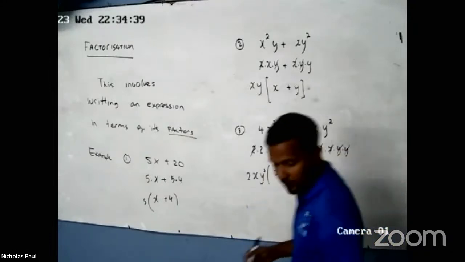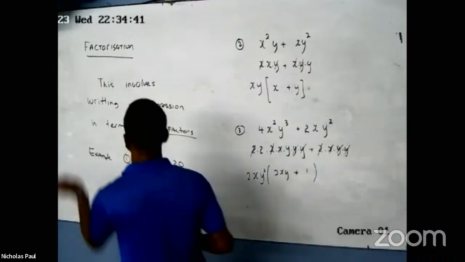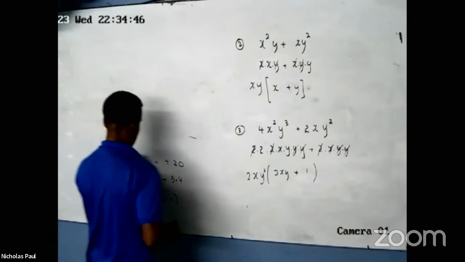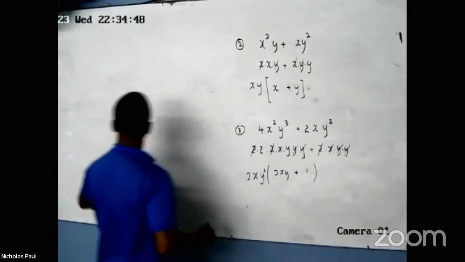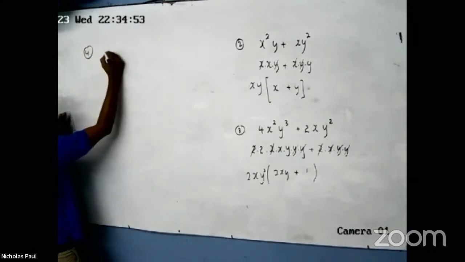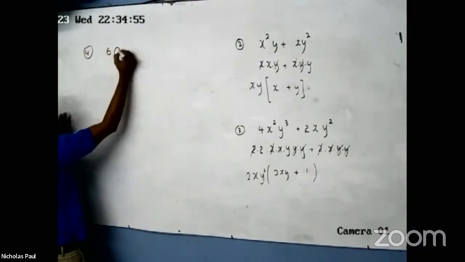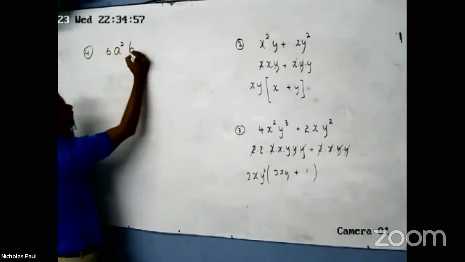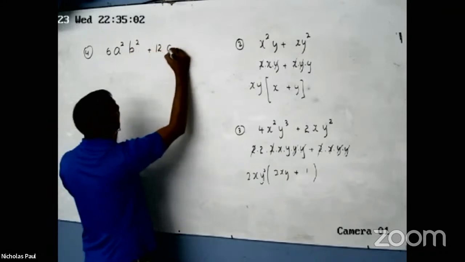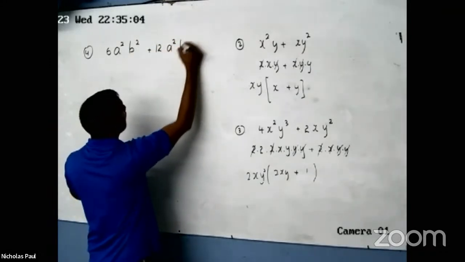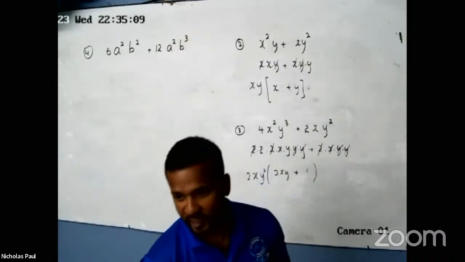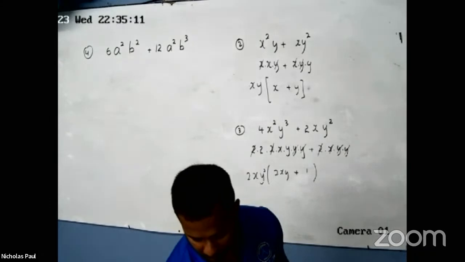Okay, let's try the next one. Try that. Instead of x and y, use a and b. Try that fast.